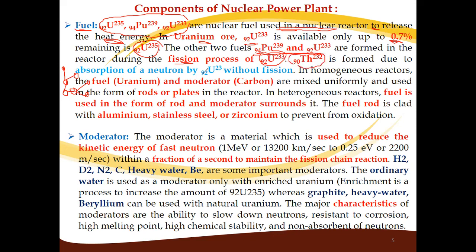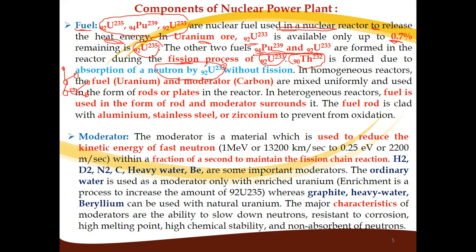Now there is another nuclear fuel, that is thorium 90-232. It is formed due to the absorption of a neutron without fission. For thorium, we do not require a fission process, it is simply absorbing the neutron. So these are the nuclear fuels that are mainly used.